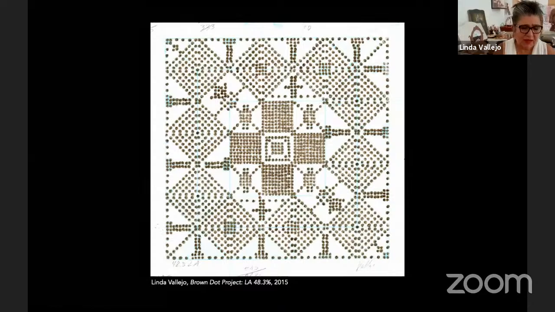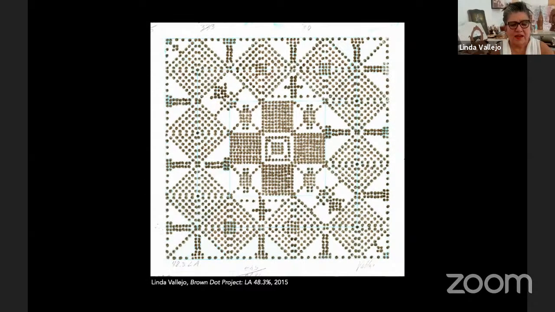So in this particular context, this piece is called Los Angeles at 48.3%. That was in 2015. I think we're closer to 50% at this point. We are 38% of the state of California. So in this particular case, you have a 10 by 10 architectural grid paper. This image is actually seven, the paper is 9 by 9, but the image itself is 7 by 7.